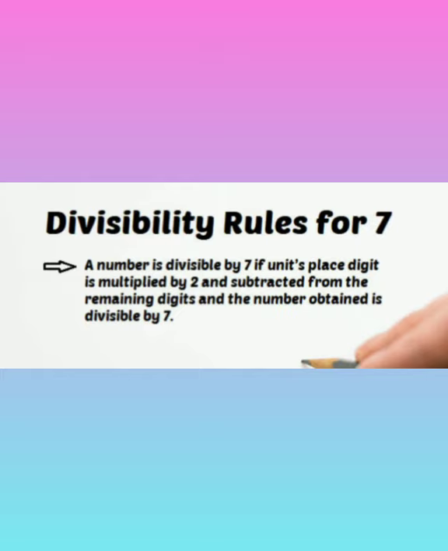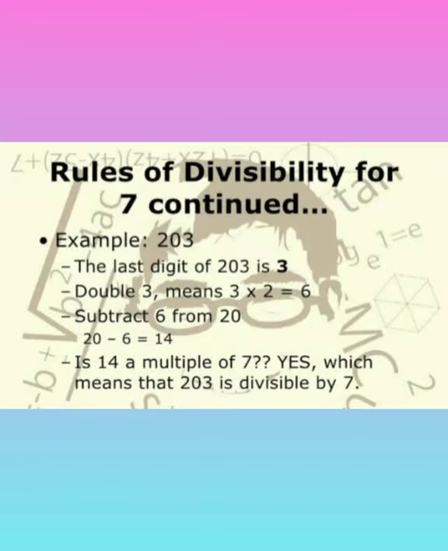A number is divisible by 7 if the unit place digit is multiplied by 2 and subtracted from the remaining digits, and the number obtained is divisible by 7. Okay, if the units place is multiplied by 2 and subtracted from the remaining digits, then the number obtained is divisible by 7, means that the whole number will be divisible by 7. I give one example, then you can understand easily.